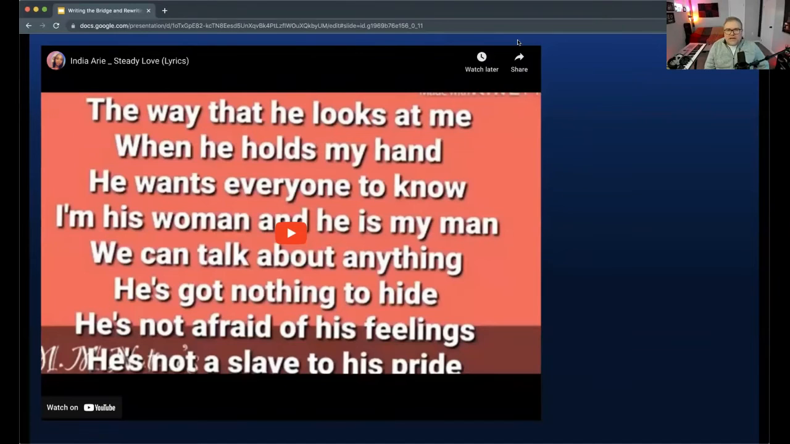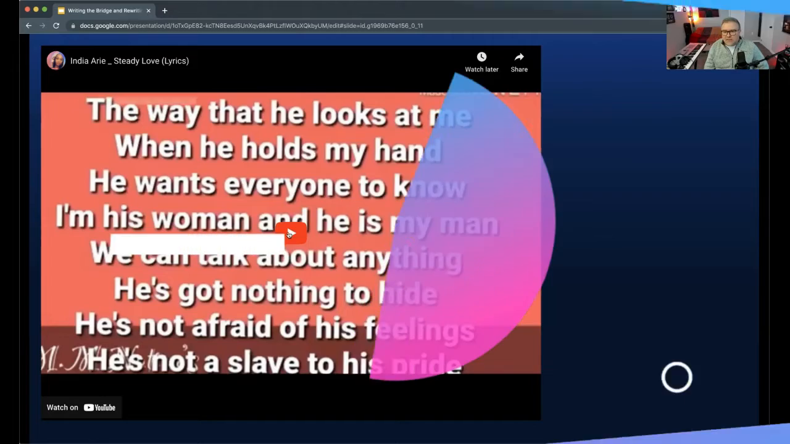I'm going to go back and share my screen, and let's listen to another one. So this one, we're going to do a little bit of neo soul. This is a song called Steady Love by India Arie. So listen to the structure on this one, and then we'll talk about your impressions. Listen for things that we've talked about before too, like how do they establish the who, the when, the where, how do they advance it? How do they tie it all together? So this is called Steady Love.